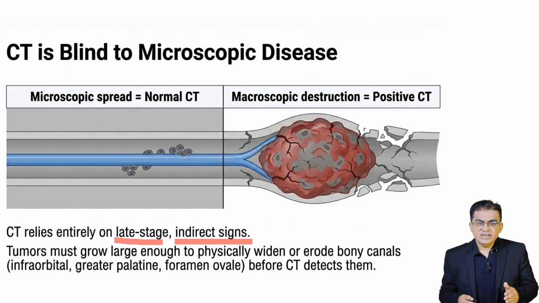For a CT scan to definitely show perineural invasion, the tumor has to grow large enough to physically widen or erode the bony canal, such as the infraorbital canal, inferior alveolar canal, mandibular canal, greater palatine foramen, or foramen ovale. This widening or eroding of the bony canal takes time to develop, much later than the actual perineural spread has started. So by the time you see these late indirect signs of PNI in CT scan, the cancer is already massive and advanced.